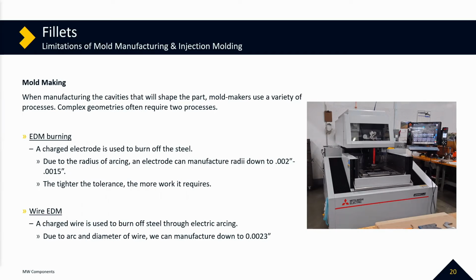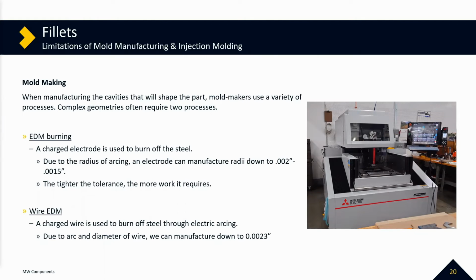And to make those cavities, you're going to be using a variety of different processes that the mold makers have at their disposal. For very complex and intricate cavities, you're going to be using probably EDM burning. So EDM is a charged electrode, and probably many of the people on this call are familiar with this. But you're using a charged electrode shaped in the negative of the cavity to arc and burn steel off. Due to the arcing, your electrode can usually manufacture radii down to 1.5 to 2 thousandths of an inch.